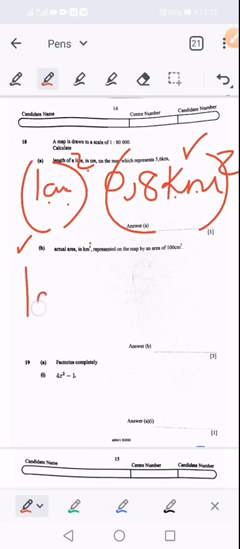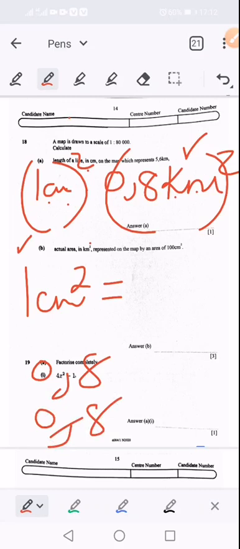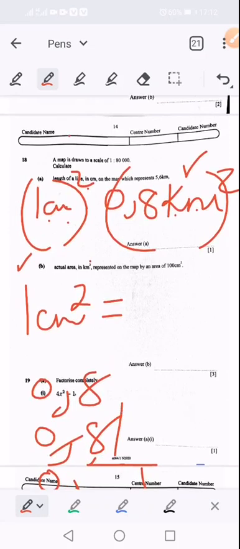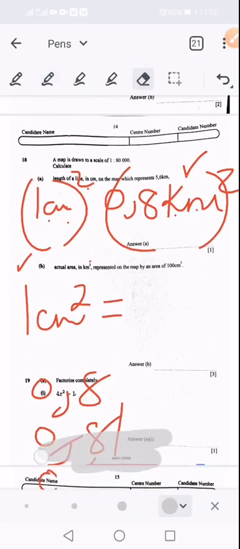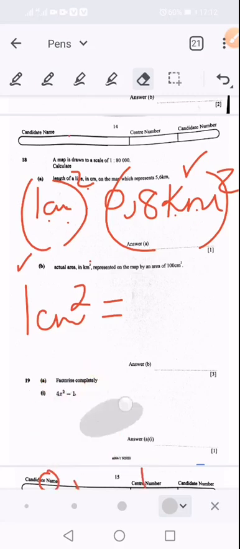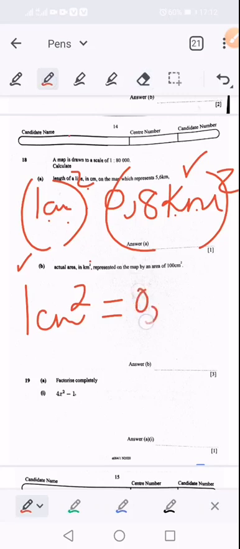So here I will get 1 square centimeter is equal to, when we multiply, something like 0.8 times 0.8, then you get 0.64. Yeah, 0.64. If you multiply, you get that. I hope I have taught you that when you multiply decimals, just forget about the comma. You will remember when you are done. Okay. So 1 square centimeter is equal to 0.64 square kilometers.